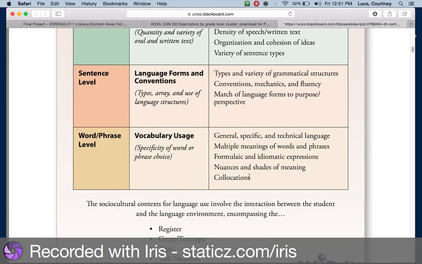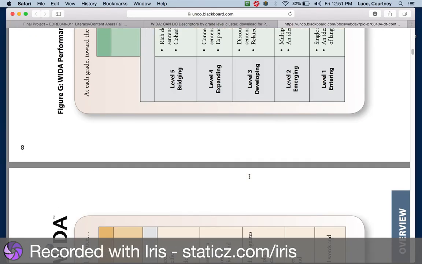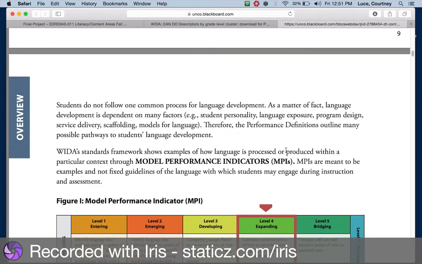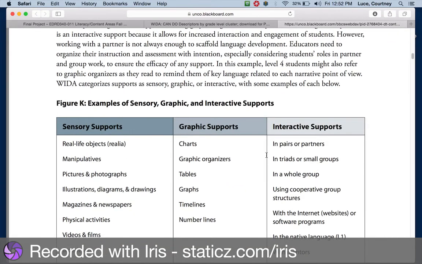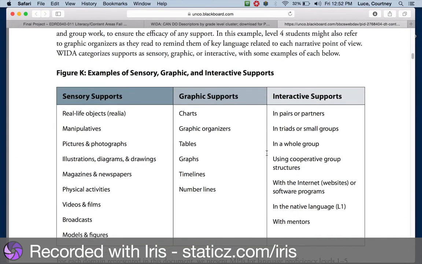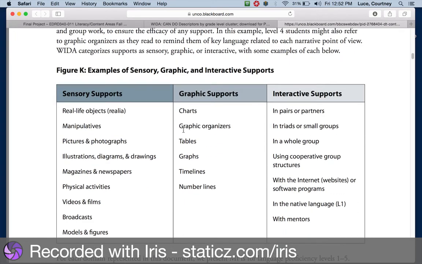One of the nice pieces about this document, though, is that, I'm just going to keep scrolling down, I'm almost there, is that here, when we need those instructional supports, the third element of the MPI is the instructional support. Here are some examples of instructional supports. I want you to start here figuring out what your examples are.